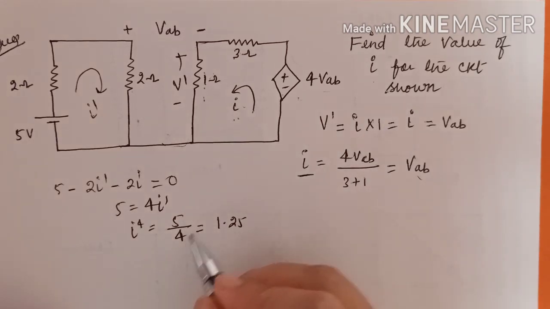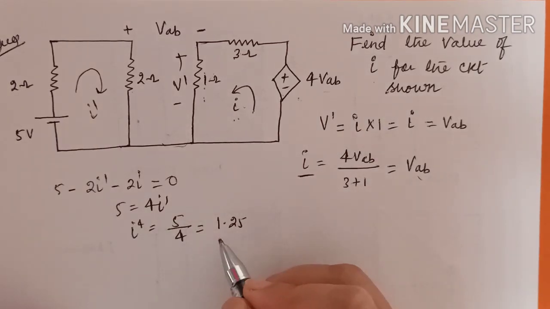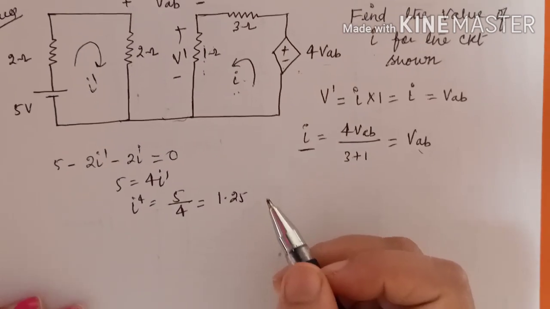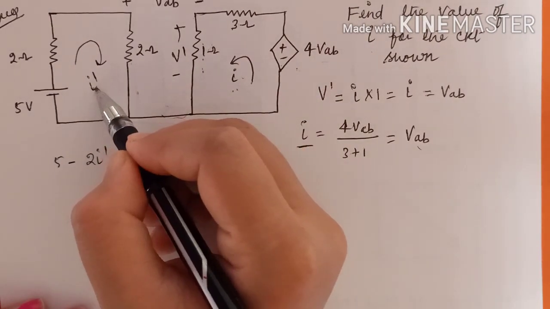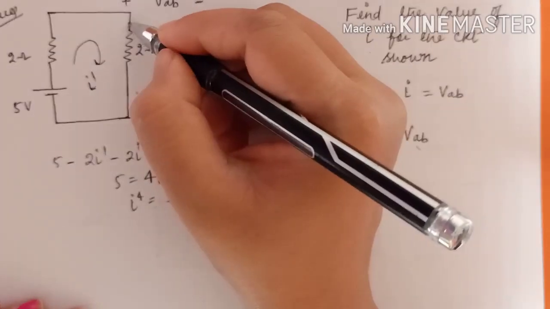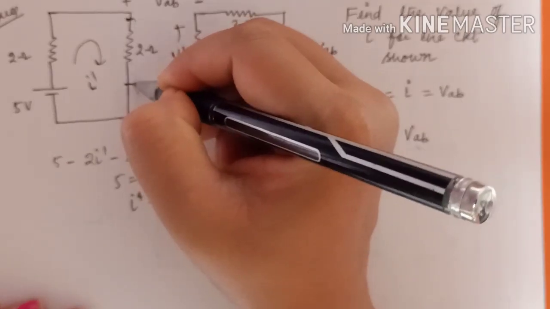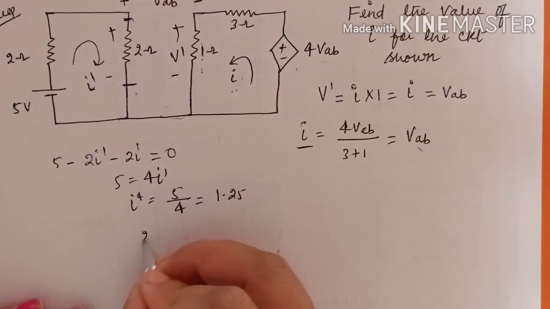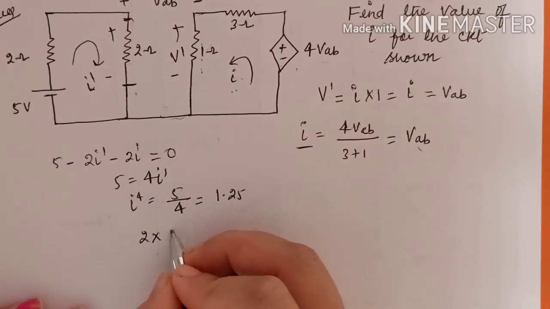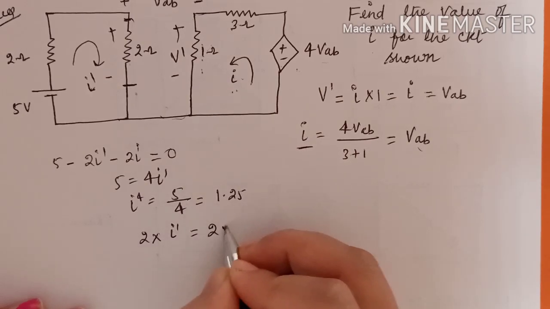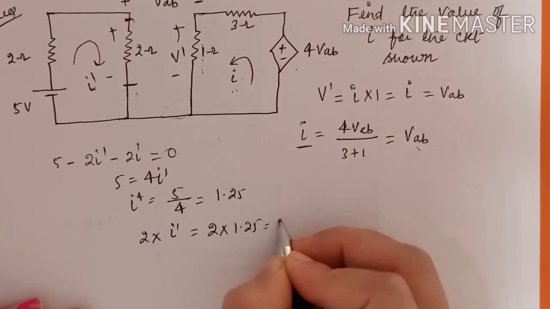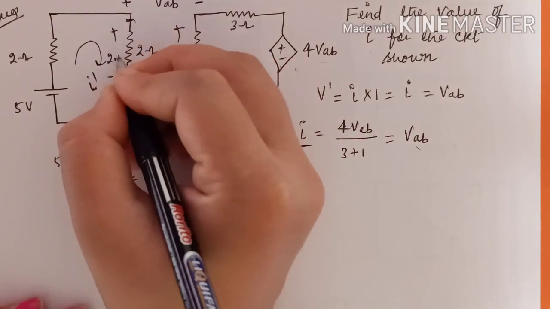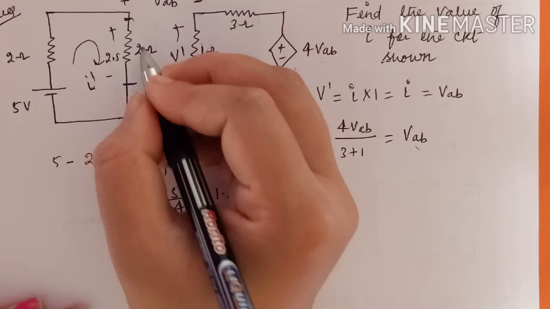1.25. Okay. Now if current I dash is 1.25, then what will be the voltage across this 2 ohm resistor? So voltage will be 2 into I dash. So 2 into 1.25 equal to 2.5 volt. So 2.5 volt is the voltage across the 2 ohm resistor.